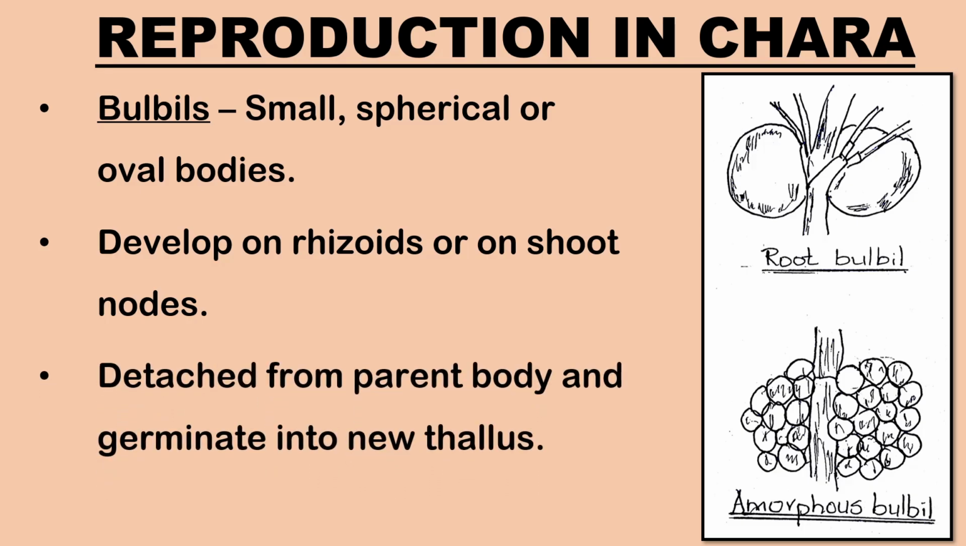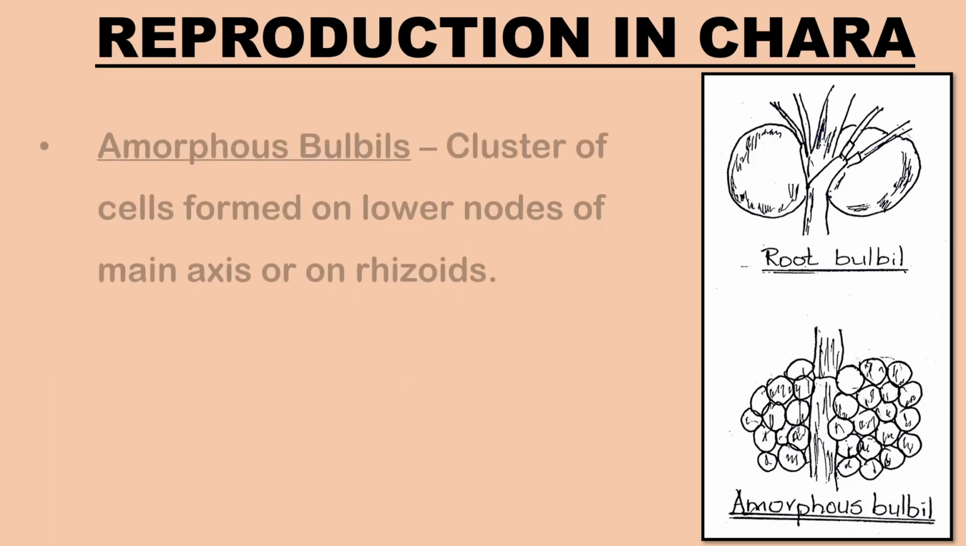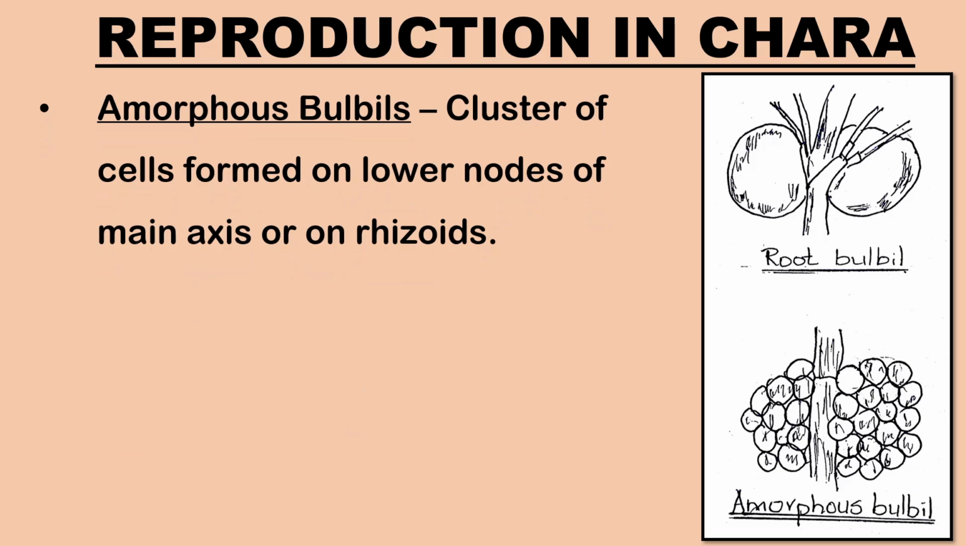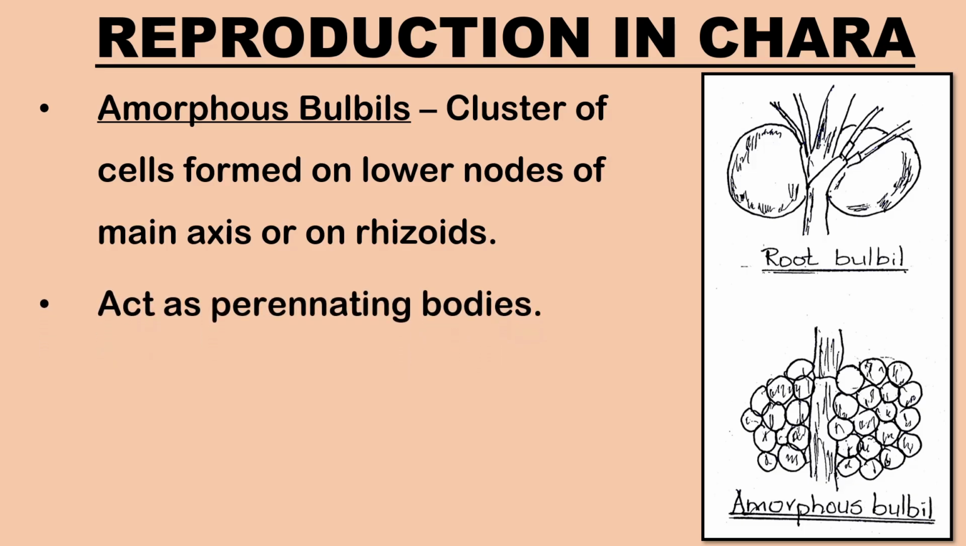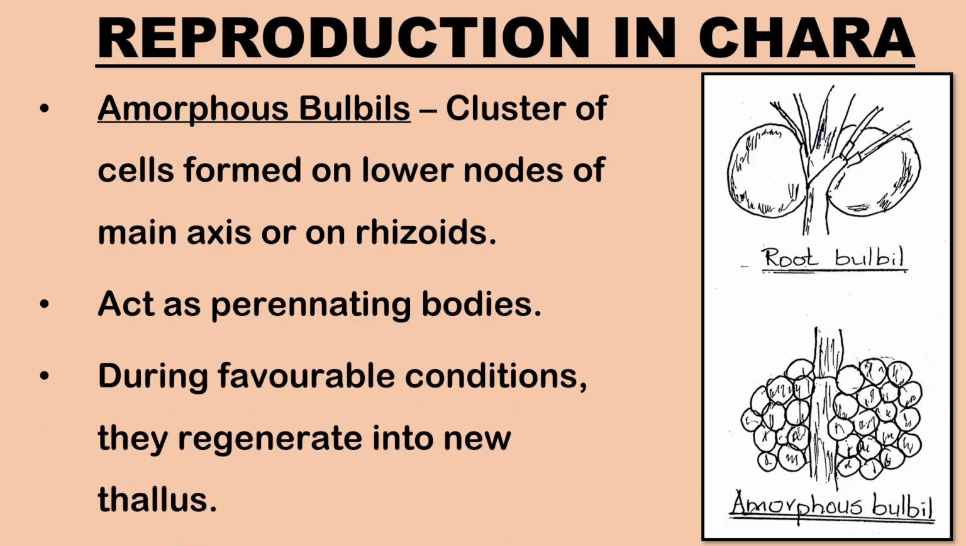When they detach from the parent body, they germinate into new thallus. Amorphous bulbils are clusters of irregularly shaped cells formed on the lower nodes of the main axis or on the rhizoids. In adverse conditions, when the parent plant dies, these bulbils act as perennating bodies. During favorable conditions, they regenerate into a new thallus.